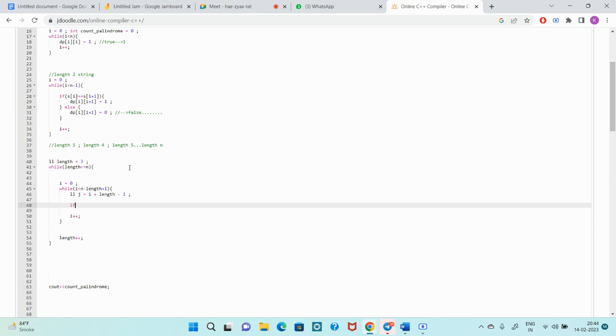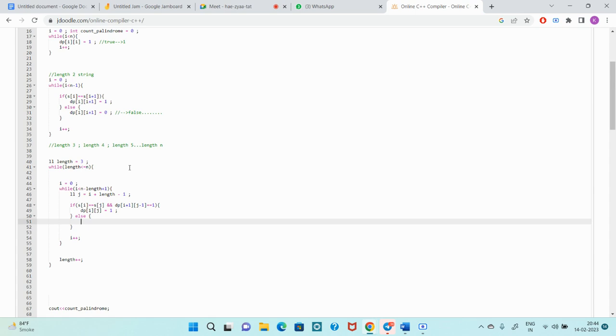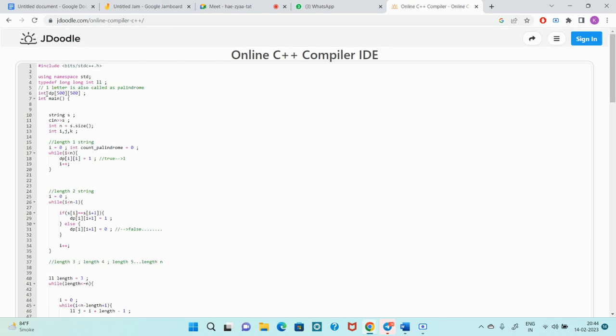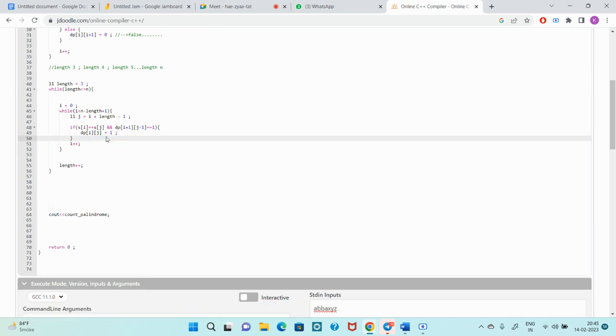Okay, now all I have to do is check if s of i is equal to s of j and dp of i plus 1, j minus 1 is equal to 1, then dp of i j equal to 1. Else nothing, dp of i of j is 0. Now guys, writing the 0 is not required, because I am declaring dp at the top, so all values are by default 0. So I'm just removing the 0 condition, just not to add extra code lines.